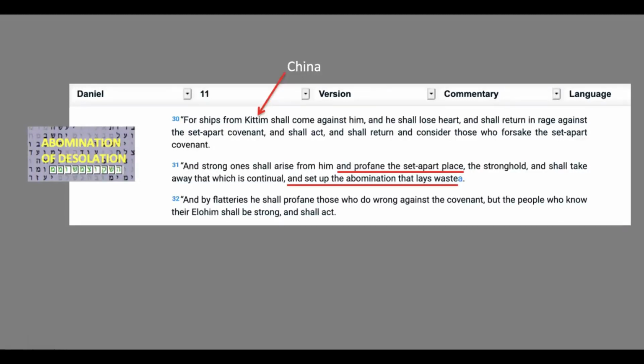Oh, really? Wow. Yeah. They're supposed to have the biggest navy in the world, right?